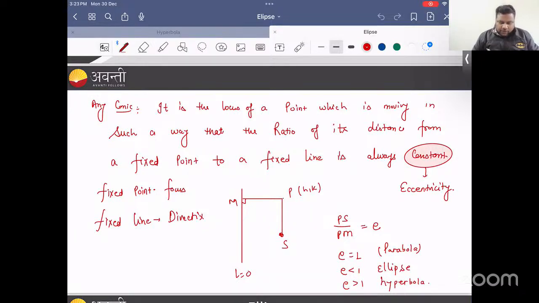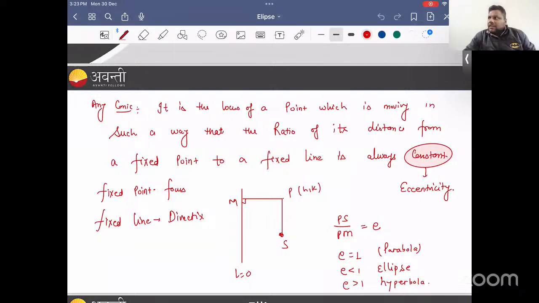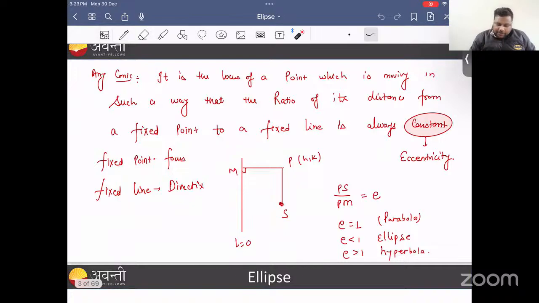So ellipse was what? Ellipse is the locus of a point which is moving in such a way that the ratio of its distance from a fixed point and a fixed line is always constant. This fixed point is what we call focus. This fixed line is what we call directrix. All right. So in that case, this PS upon PM comes E.